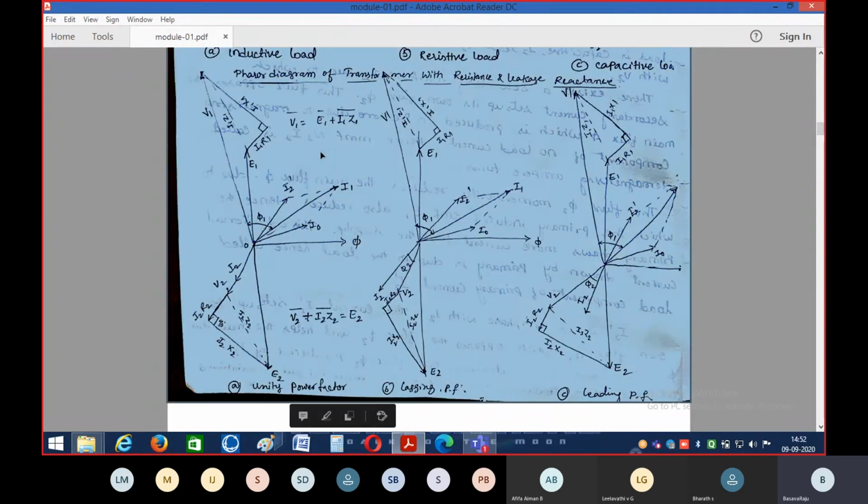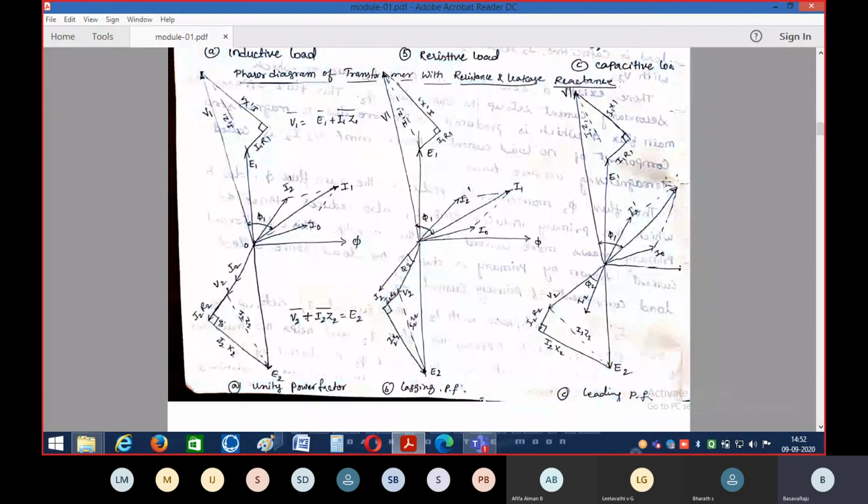V1 we will have. Similarly, the same which we developed for the three cases. This is for unity power factor, this is for lagging power factor, and this is for leading power factor. Clear, guys?